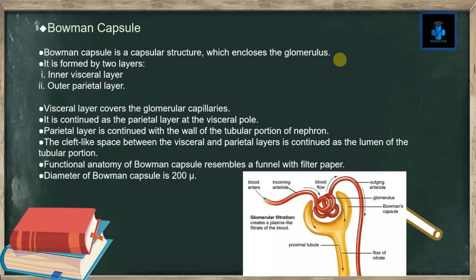Bowman capsule. It is a capsular structure which encloses the glomerulus. It is formed by two layers. Number one is the inner visceral layer. Number two is the outer parietal layer. The visceral layer covers the glomerular capillaries. Here we can see the Bowman capsule. It is continued as the parietal layer at the visceral pole. The parietal layer is continued with the wall of the tubular portion of nephron. The cleft-like space between the visceral and parietal layer is continued as the lumen of the tubular portion. Functional anatomy of Bowman capsule resembles a funnel with filter paper. The diameter of Bowman capsule is 200 microns.